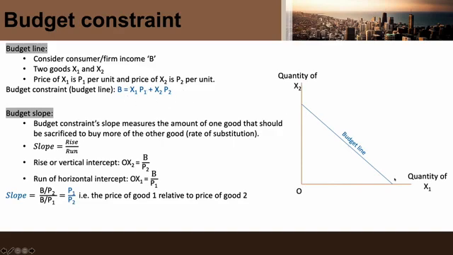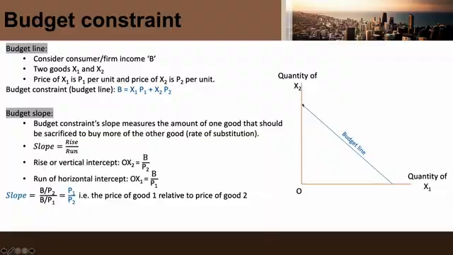What would be the slope of this budget line? We know that the slope is rise over run, or change along the y-axis over change along the x-axis. So the rise, or the vertical intercept in this case, will be somewhere here at this point.